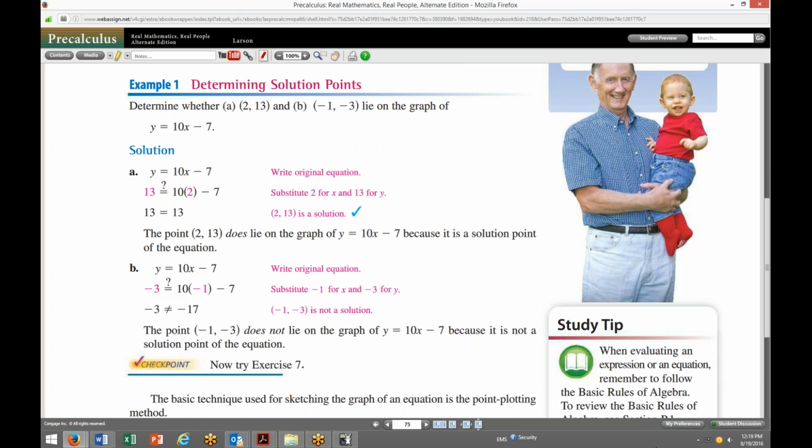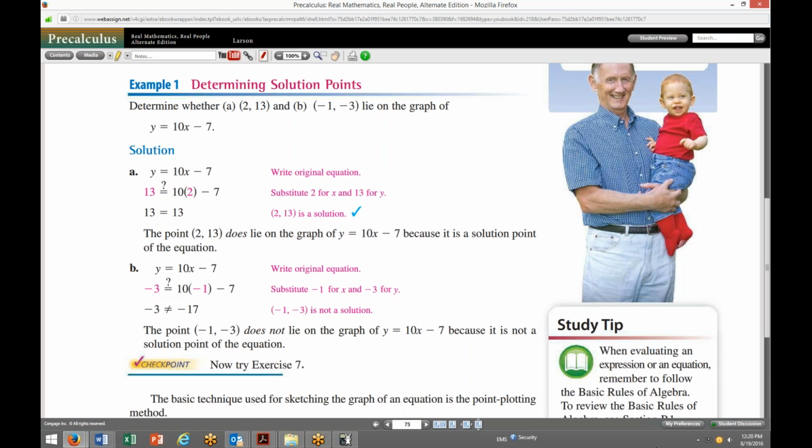The point is, as long as it's a true statement, the number on the left is the same as the number on the right, so they truly are equal, then we have discovered an actual solution point on the graph of this equation. We've discovered a solution pair, you could say solution ordered pair for the equation. So yes, the answer is yes. The ordered pair (2, 13) represents a solution point on the graph of y equals 10x minus 7.